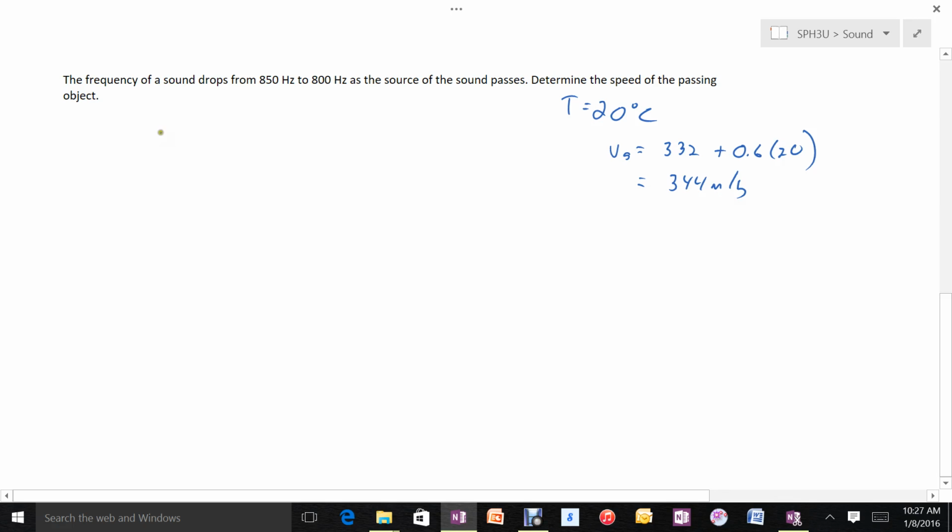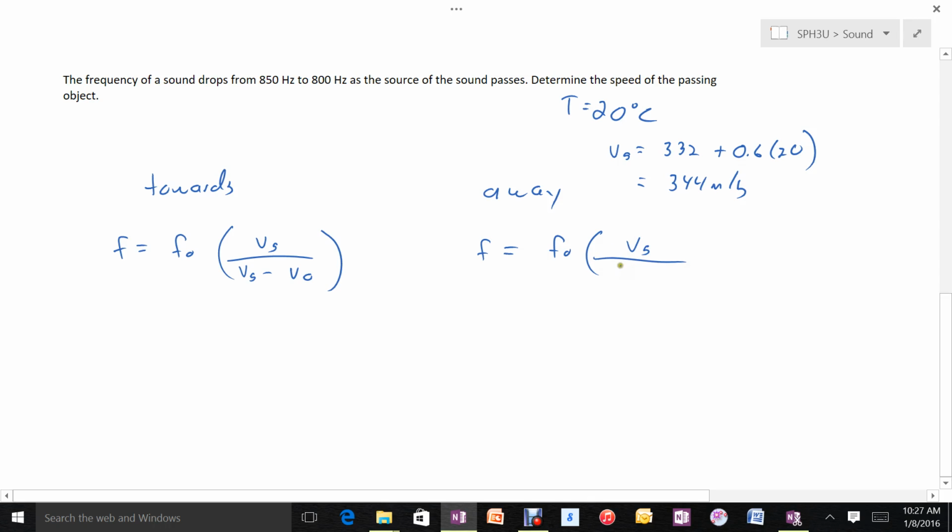Okay? So when the object is coming towards me, then I can say that the frequency is equal to the original frequency times the velocity of sound divided by the velocity of sound minus the velocity of the object. Alternatively, if the object is moving away from me, then the frequency of the sound is equal to the original frequency times the velocity of sound divided by the velocity of sound plus the velocity of the object.